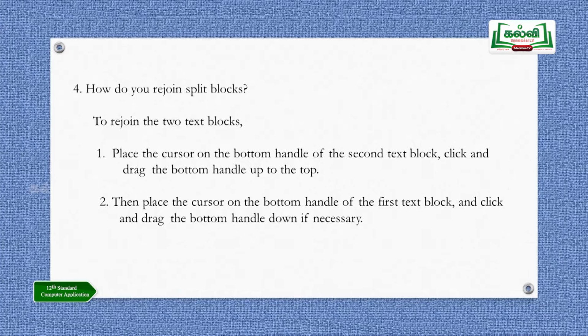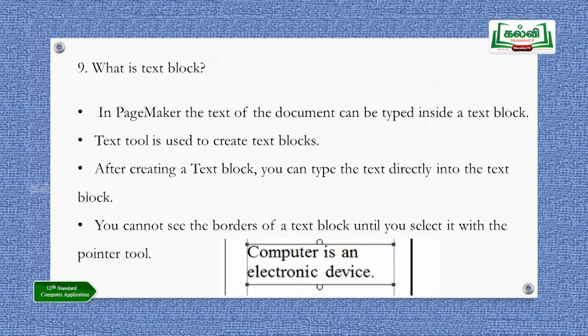Sometimes you will split the blocks and you will also rejoin them. How to rejoin those two text blocks? Place the cursor on the bottom handle of the second text block, click and drag the bottom handle up to the top. As I was showing you in the previous screens, the text block will appear with a bottom line and a top line. In the top line you will have a handle, and the bottom line also has a handle.